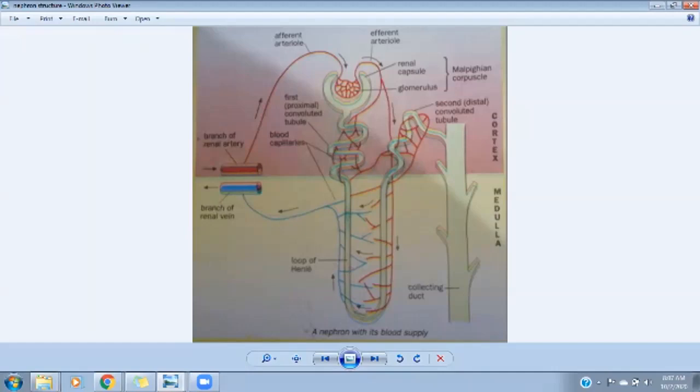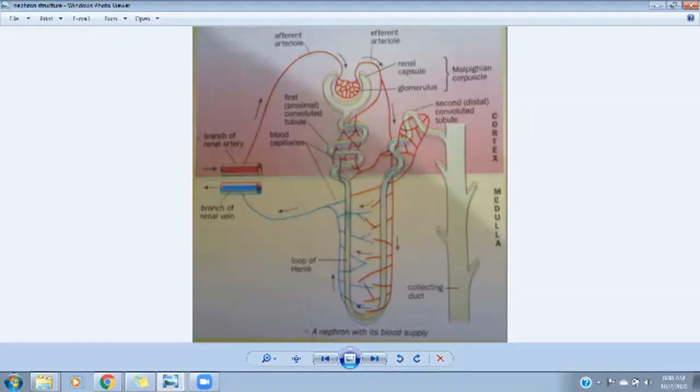Okay? Then when we started off with the labeling, I told you this cup-like structure is known as the Bowman's capsule. Then we have the first convoluted tube, the loop of Henle, which is a U-shaped tube, the second convoluted tube, and then the collecting duct. The second convoluted tube is also known as the distal convoluted tube, and the first convoluted tube is also known as the proximal convoluted tube.